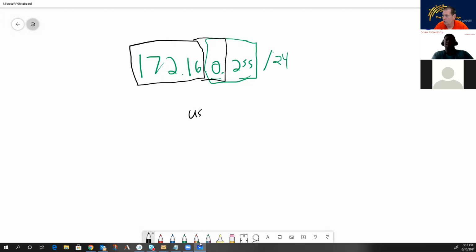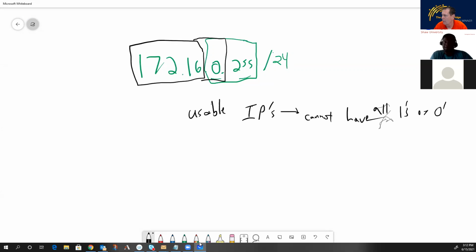So the definition of a usable IP address is that usable IPs cannot have all ones or zeros in the host portion. So be aware of that. That's something that gets you in trouble sometimes.